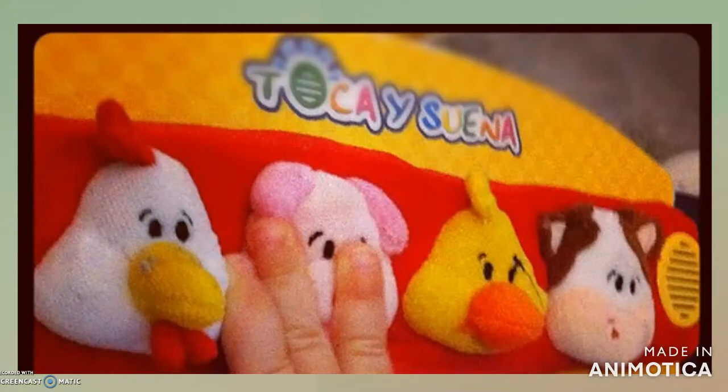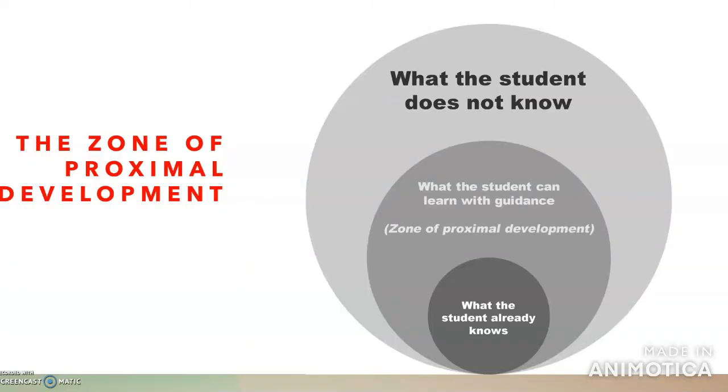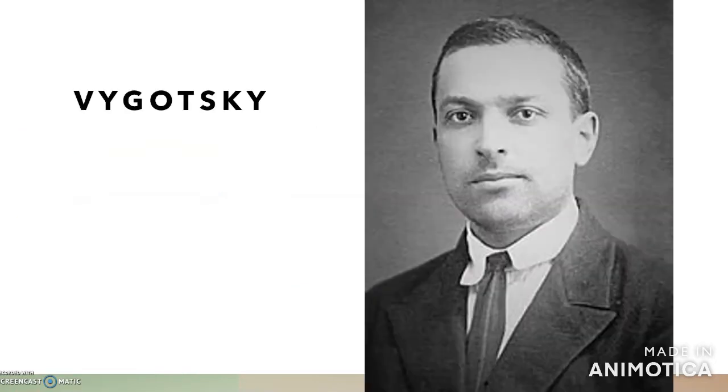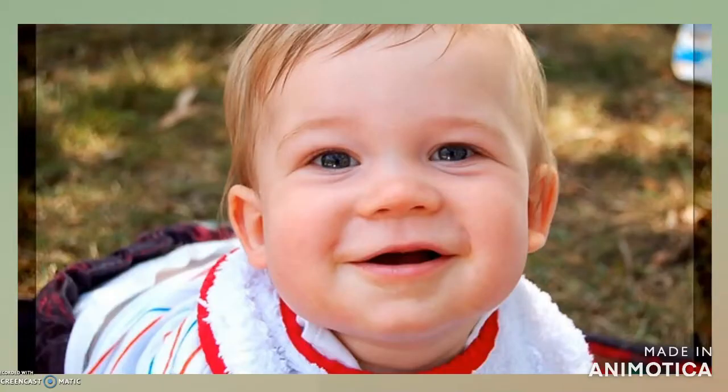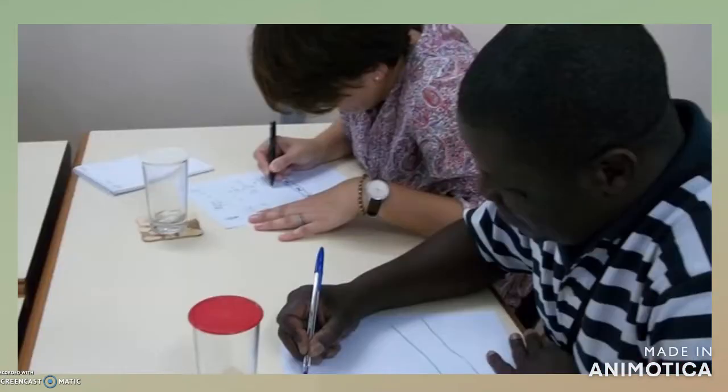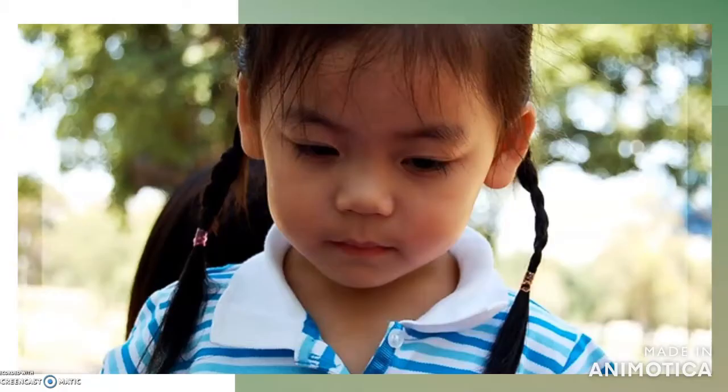The second way is to consider the zone of proximal development. According to Vygotsky, the zone of proximal development is the distance between the actual development level as determined by independent problem solving and the level of potential development as determined through problem solving under adult guidance or in collaboration with more capable peers. If we are able to hold students to high standards of learning, but differentiate the means of instruction through scaffolding, we can create equity of learning within the classroom.